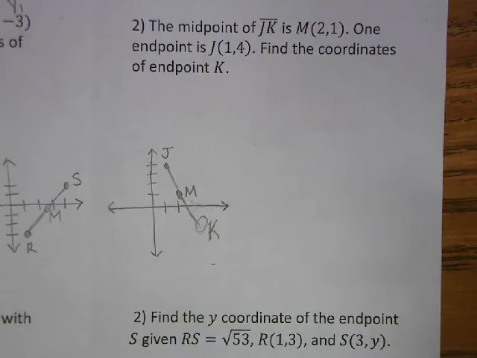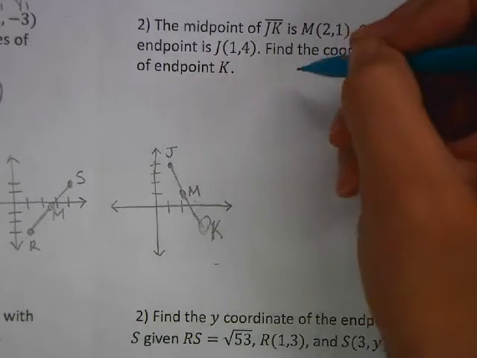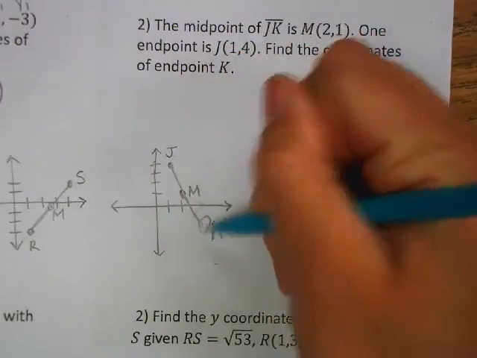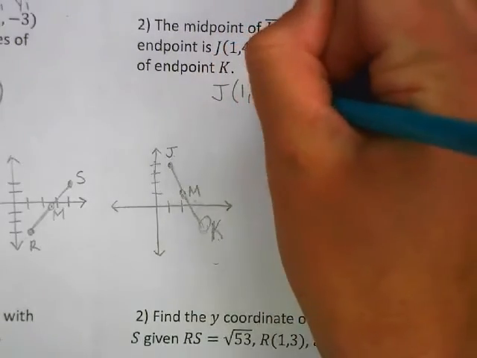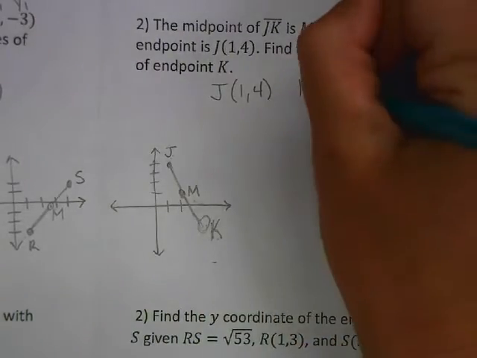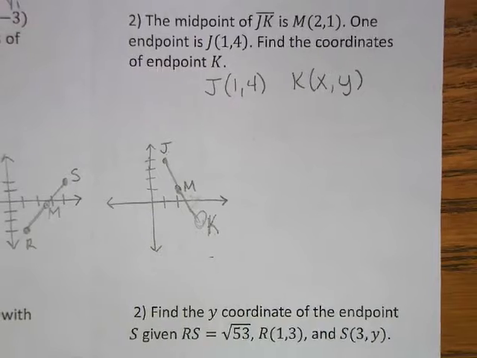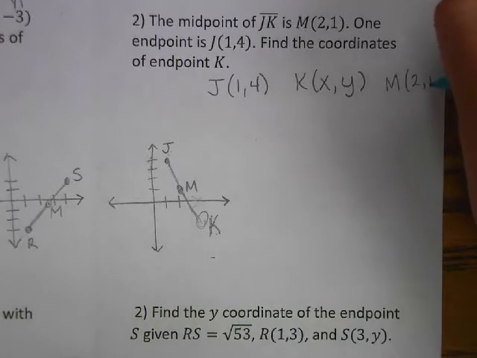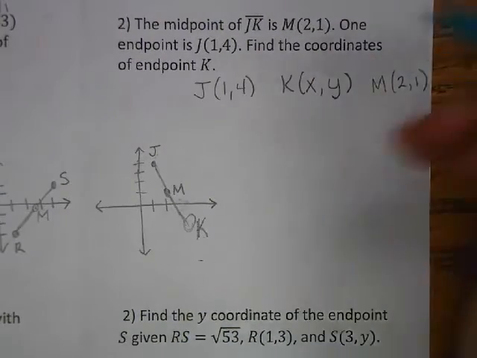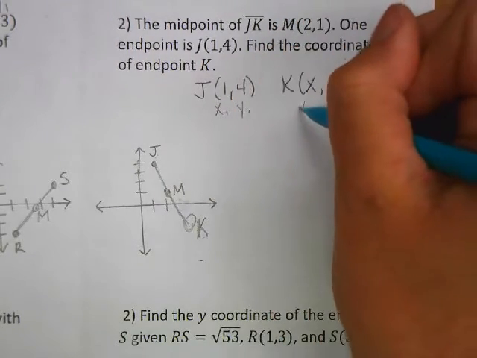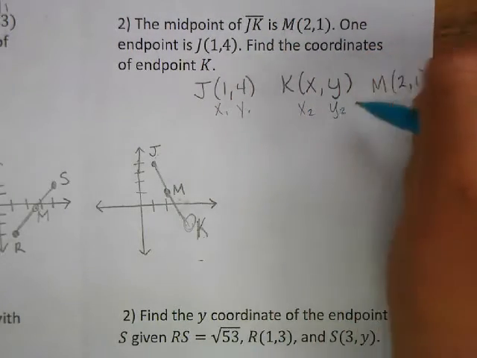So now I am going to label the values of the endpoints. So my endpoints are J and K. Now we don't know the coordinates of K, so I'm just going to assign them the values X and Y. And we know that the midpoint M is 2, 1. So you can use the midpoint formula to solve for these values.